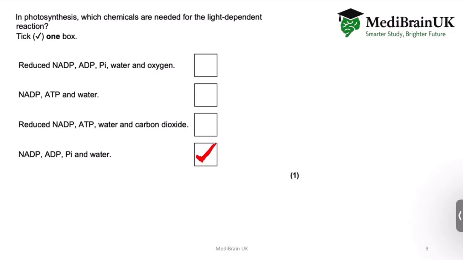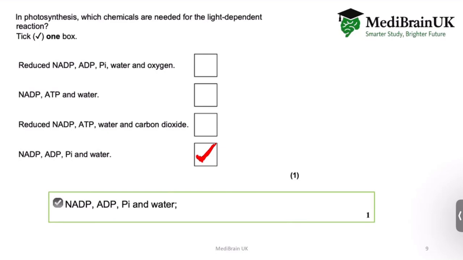Okay, so NADP is needed because NADP combines with hydrogen ions to form reduced NADP, which is required for the next stage of photosynthesis. ADP and PI are required because that's what's going to form ATP after the hydrogen ions have passed through ATP synthase, and water is required because we need to split water apart, the photolysis of water, to form your hydrogen ions, electrons, and your oxygen. Okay, so as you can see over here, that's your correct answer for 1 mark.